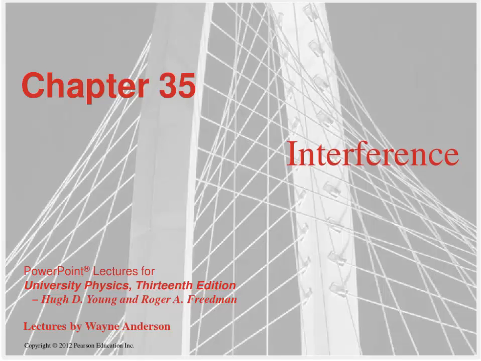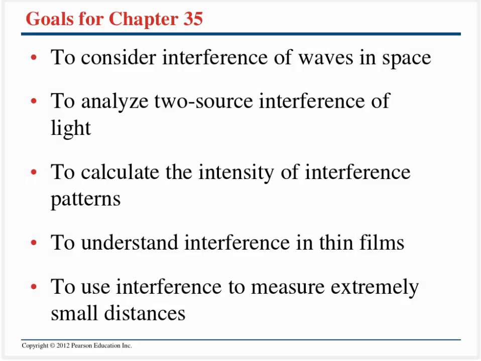Okay, chapter 35, we'll be talking about interference. It turns out that light waves can interfere much in the same way that mechanical waves could in chapters 15 and 16. So we'll consider how light from two different sources can interfere with each other. Talk very briefly about the intensity of interference patterns. Key concept is going to be interference from thin films. And lastly, how we can use interference to measure extremely small distances.